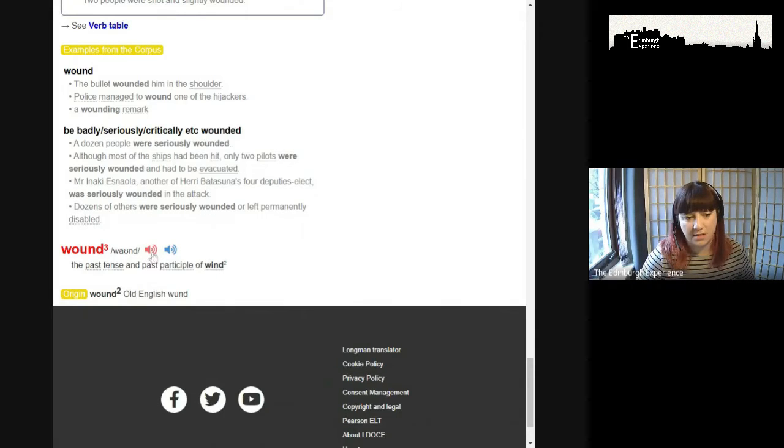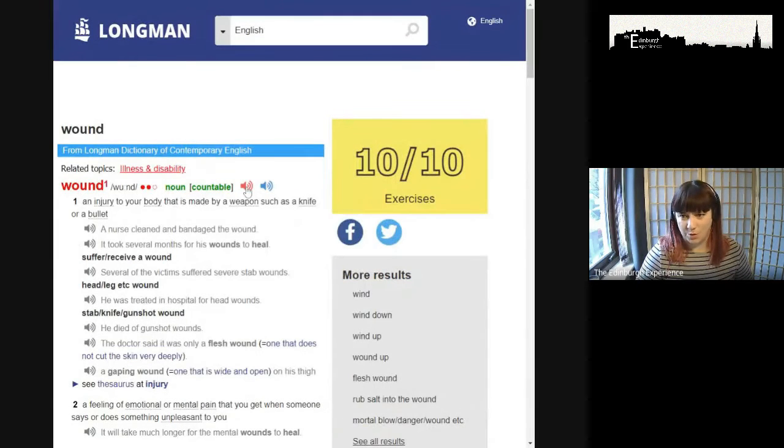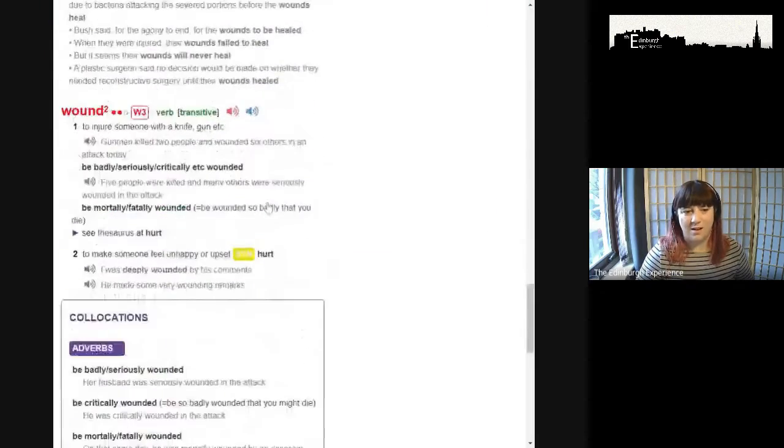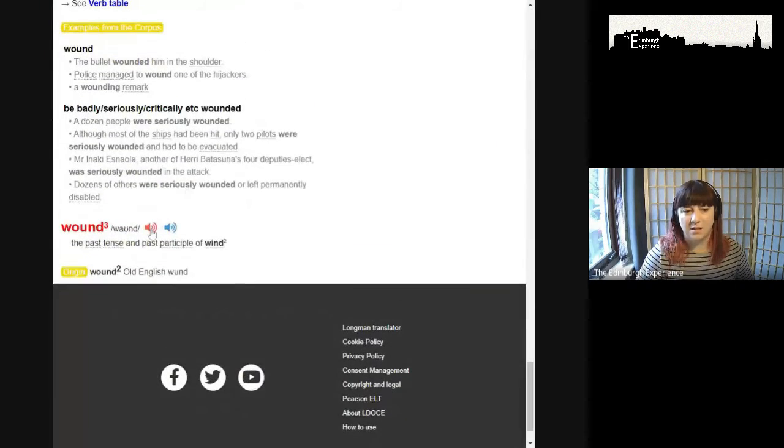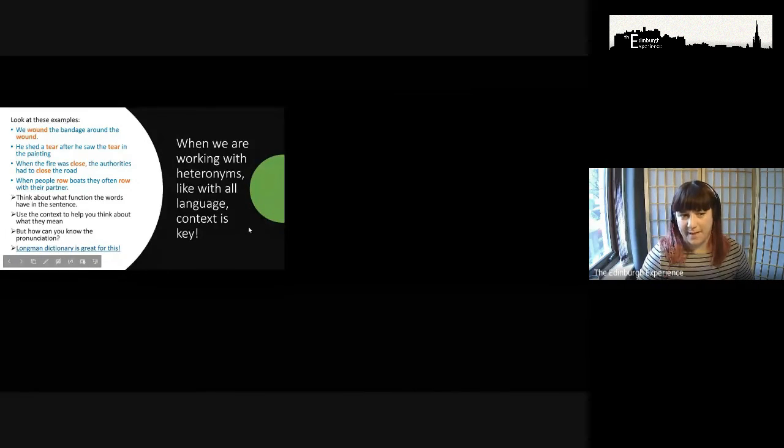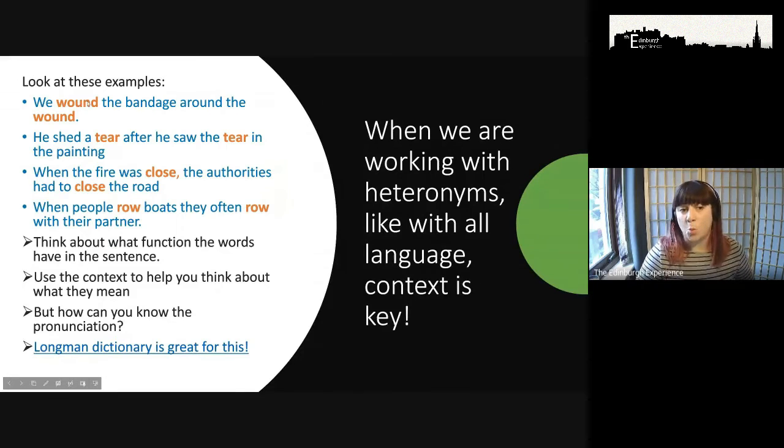So then I'm going to listen to my pronunciation. Wound. Okay, yeah, wound. So remember how we pronounced the first one? Yeah, we had wound. And then our other one here is wound. Okay. So if I come back to my example sentences, now I know how to pronounce them correctly. We wound the bandage around the wound. I'm not going to do this with every example, but I am going to read the examples to you. And you think about how you would pronounce them, and then I'm going to say them.